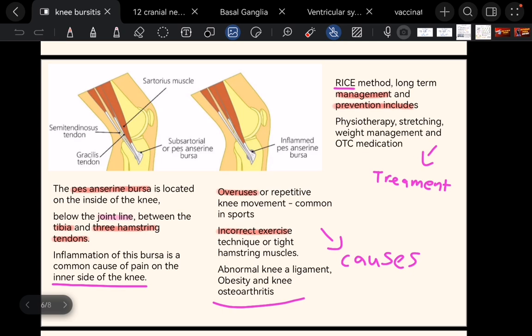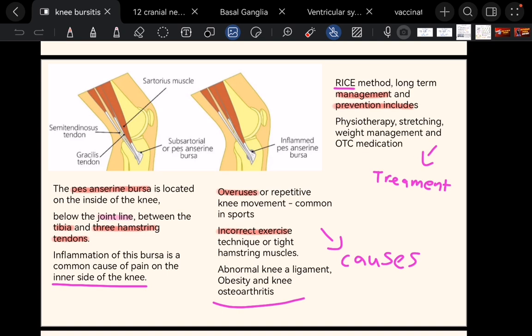Next, we have the pes anserinus bursitis. Now, the pes anserinus bursitis is located around the midline, so close to the medial side of the knee, alright? It's actually just located below the joint line where the tibia and the three hamstring tendons meet. So we have the sartorius, the gracilis, and the semitendinosus. Those tendons actually insert at the pes anserinus bursa right there.